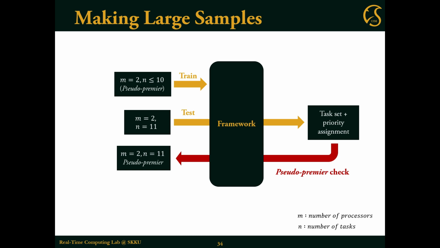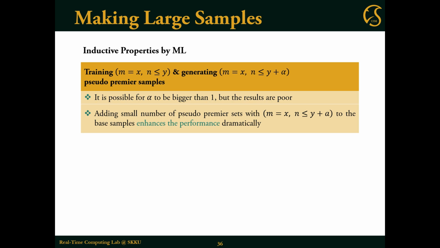Only the ones that are pseudo-premier are saved as pseudo-premier samples for the case where the number of tasks is 11. We merge these generated pseudo-premier sets into our base sample so that the neural network in turn can be trained with a more diverse range of samples. Then again, we increment our random generation and the circulation goes on. We generated pseudo-premier samples with only the incrementation of 1 since the results got poorer as the alpha grew.